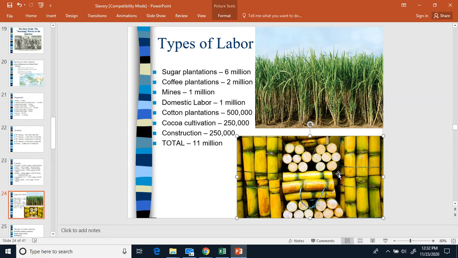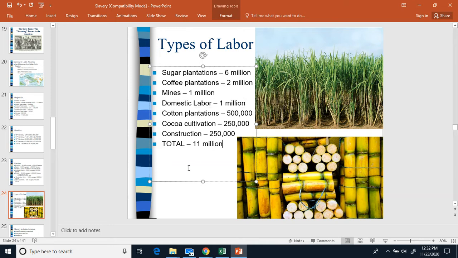So sugar requires 6 million slaves to work, while cotton, on the other hand, only required 500,000 slaves to work. So you had 12 times as many people, 12 times as many slaves doing sugar work than you did doing cotton work. So that's why you see so much slaves going to Latin America, is because to grow sugar, you need it to be hot.